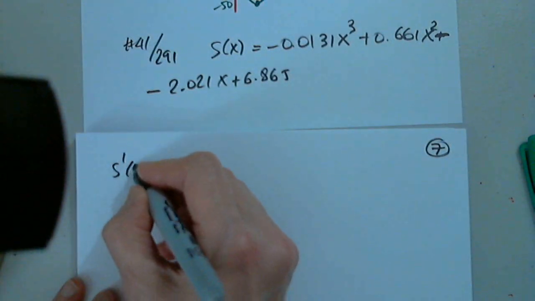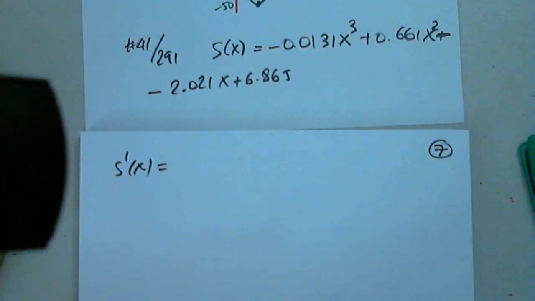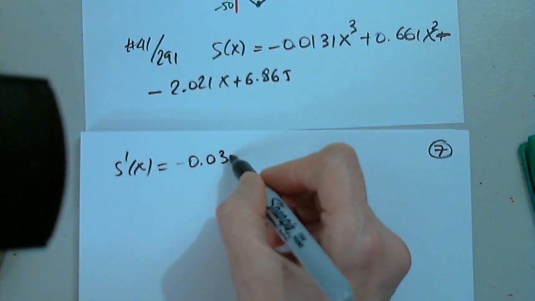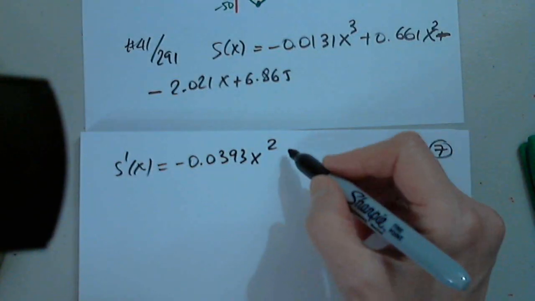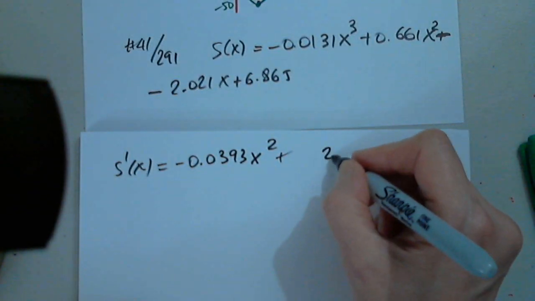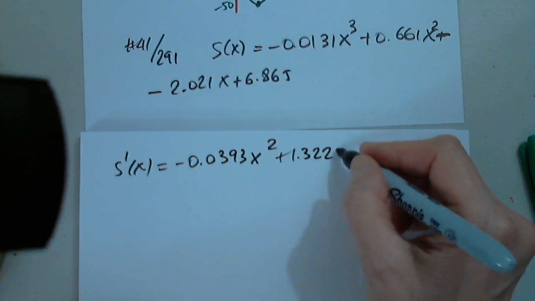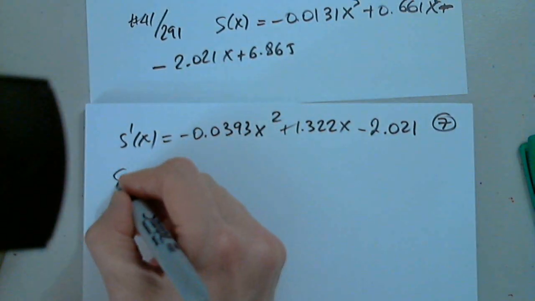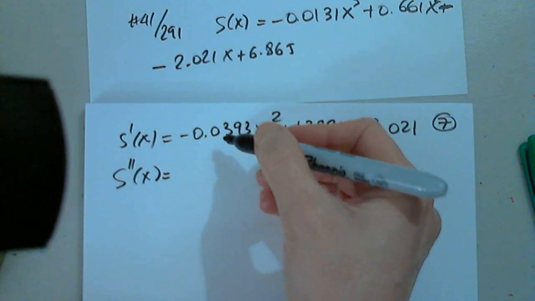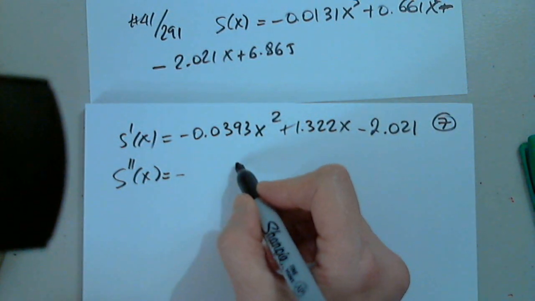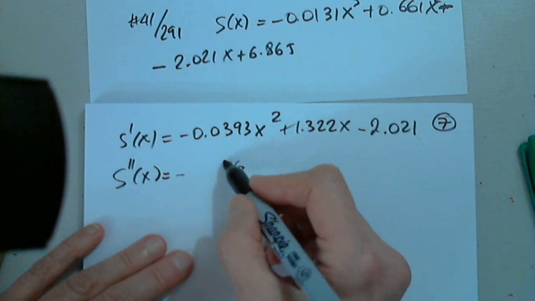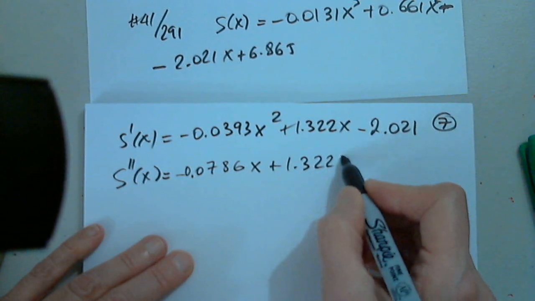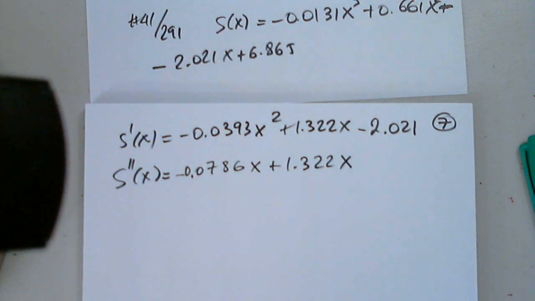So let's find S prime because we can't find the second derivative without finding the first derivative. So I need to multiply this by 3, negative 0.393 x squared, plus I need to multiply this by 2, 2 times 0.661 x, which is 1.322 x, and minus 2.021. But now I have to find the second derivative, so I multiply the first term by 2. So I think I have negative 0.786 x plus 1.322. Perfect. So we found the second derivative.